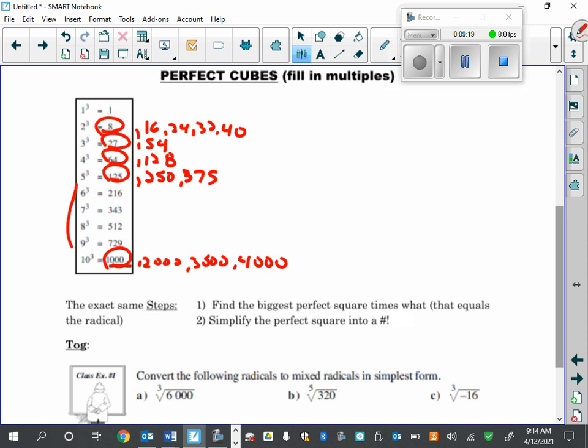Times another number that equals 6,000. That equals 320. In fact, that's a 5th root, unfortunately. And so forth. Yes, sir. 64, is that? 128. Oh, 128. 64 plus 64, or 64 times 2. The exact same steps. You can underline that. It's exactly the same thing we're doing, except we're not using the perfect square chart. We're using the perfect cube chart.